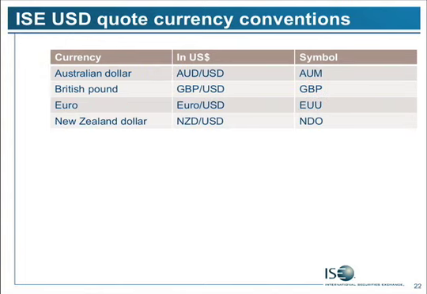And then we have the quote currencies, and these, of course, are popular in the spot market. And I mentioned these. AUM would be the Australian dollar over the US dollar. GBP is the British pound over the US dollar. Euro, the symbol is EUU. It's euro over the US dollar, and then the New Zealand dollar, the symbol is NDO, and that's New Zealand dollar over the US dollar.